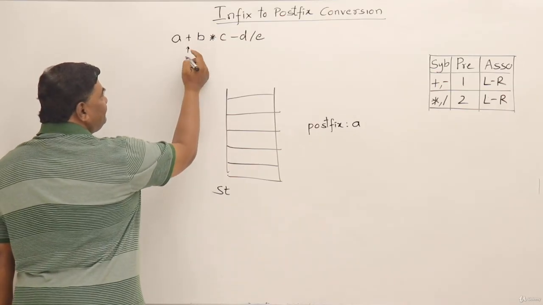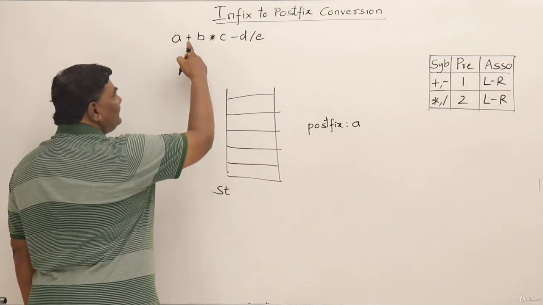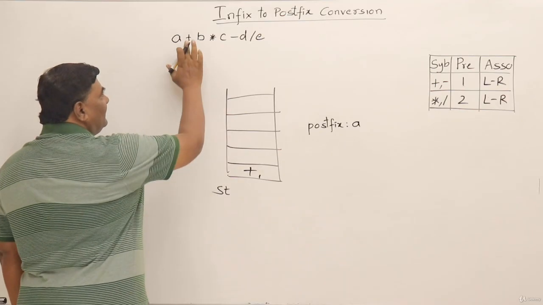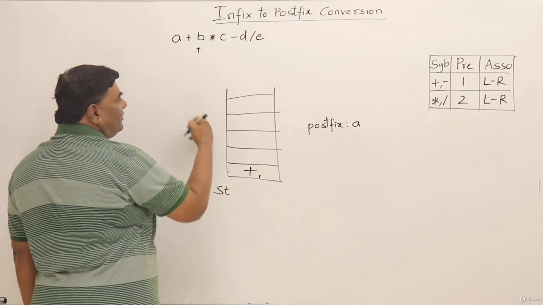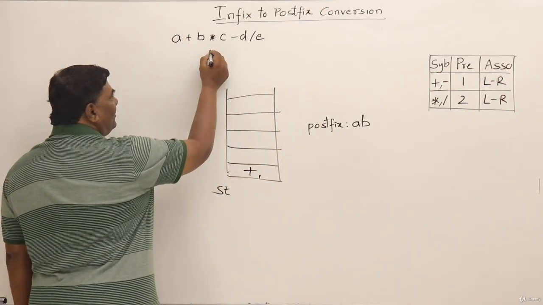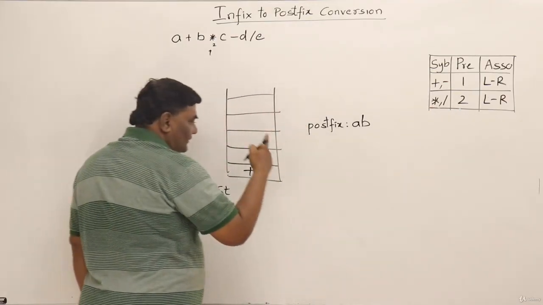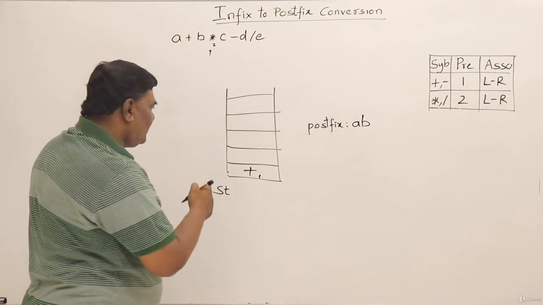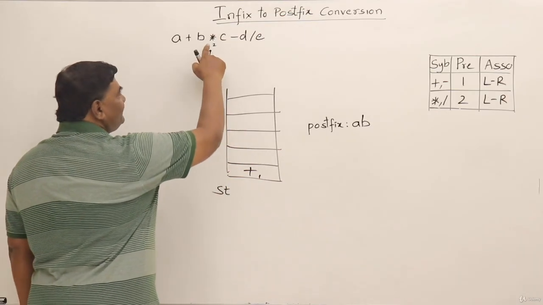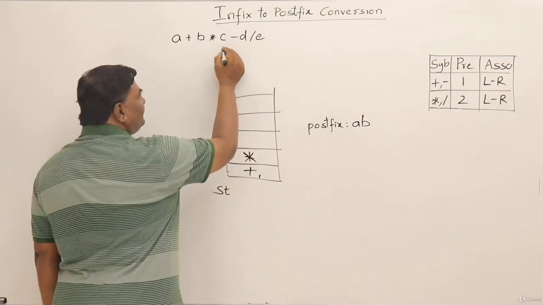Operator plus, its precedence is 1. Is there anything in the stack? No, nothing is there. So push it. Push. I will write its precedence here just beside it. Next symbol is an operand. Send it to postfix. Next symbol, operator. What is its precedence? 2. Its precedence is 2. Look into the stack. Is there anything? Yes. What is there on the top? Plus. What is its precedence? 1. And what is the precedence of this one? 2. So this is greater. So push it. Move to next symbol.